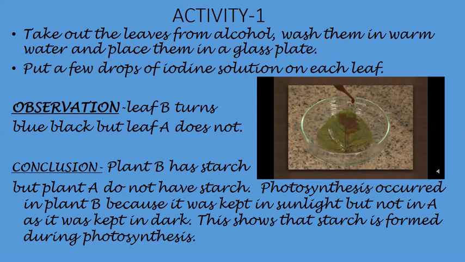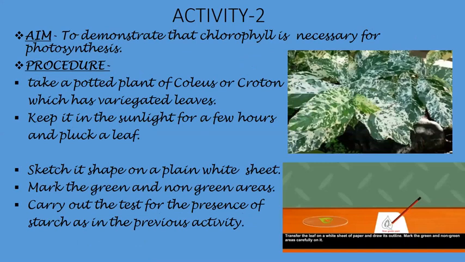The conclusion is, plant B has starch, but plant A does not have starch. Photosynthesis occurred in plant B, as it was kept in sunlight, but not in A as it was kept in dark. This shows that starch is formed during photosynthesis. Now let's come to activity 2.